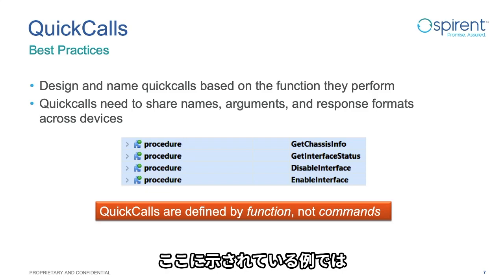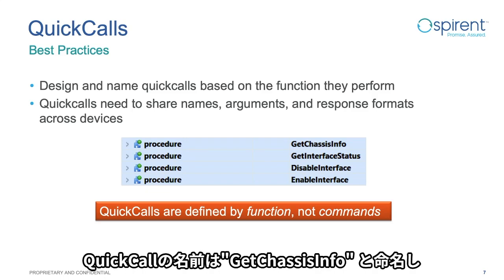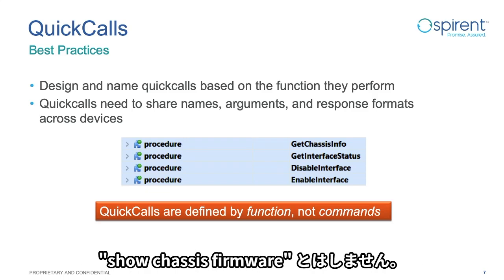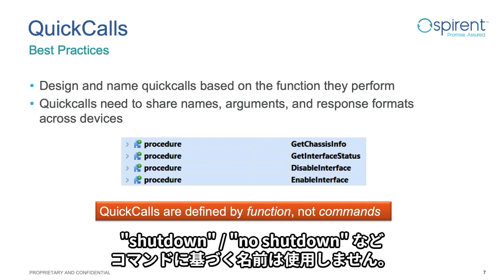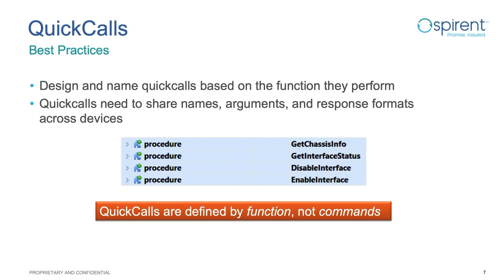In the example shown here, the quick calls are named Get Chassis Info instead of Show Chassis Firmware, and Disable and Enable Interface rather than Shutdown and No Shutdown.